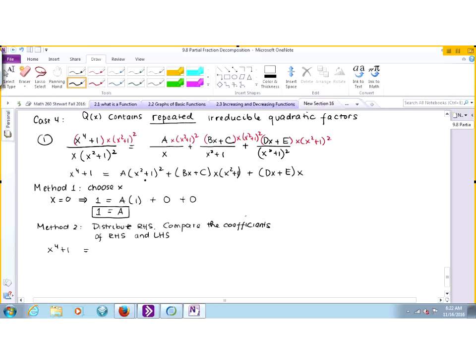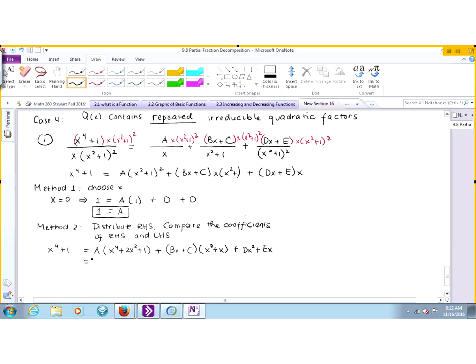So x to the 4 plus 1. So what is a times x squared plus 1 squared? What is x squared plus 1 squared? X to the 4 plus 2x squared plus 1. Plus bx times x squared plus 1. Or if you want to do it, bx plus c times x cubed plus x is plus dx squared plus dx, right?